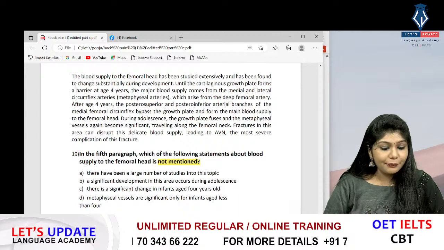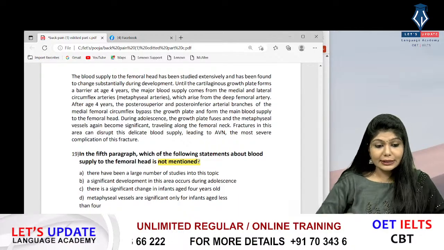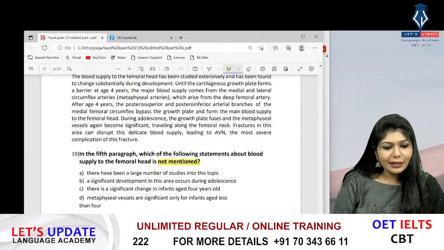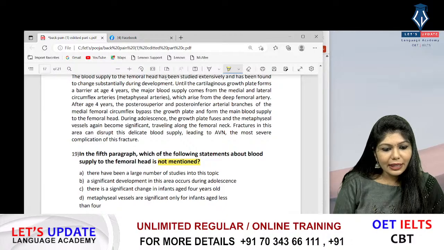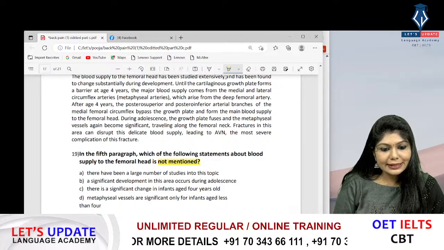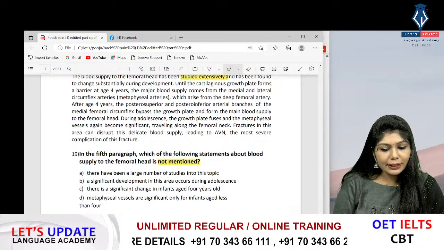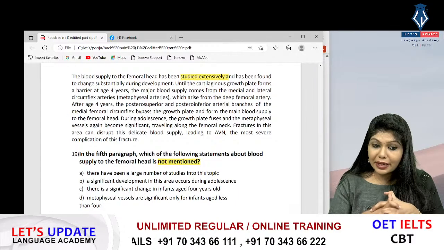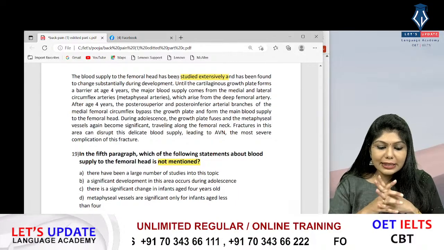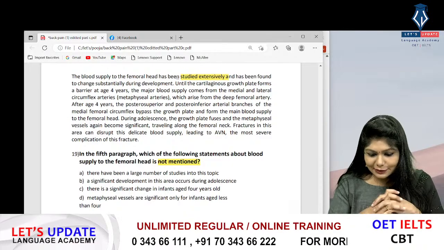Okay, let's look at A. There have been a large number of studies into this topic. Is that true? Yes, it is true because as per the first part of the paragraph, it has been studied extensively. That means there have been a large number of studies into this topic. So option A is correct and is mentioned. And what about option B? A significant development in this area occurs during adolescence.